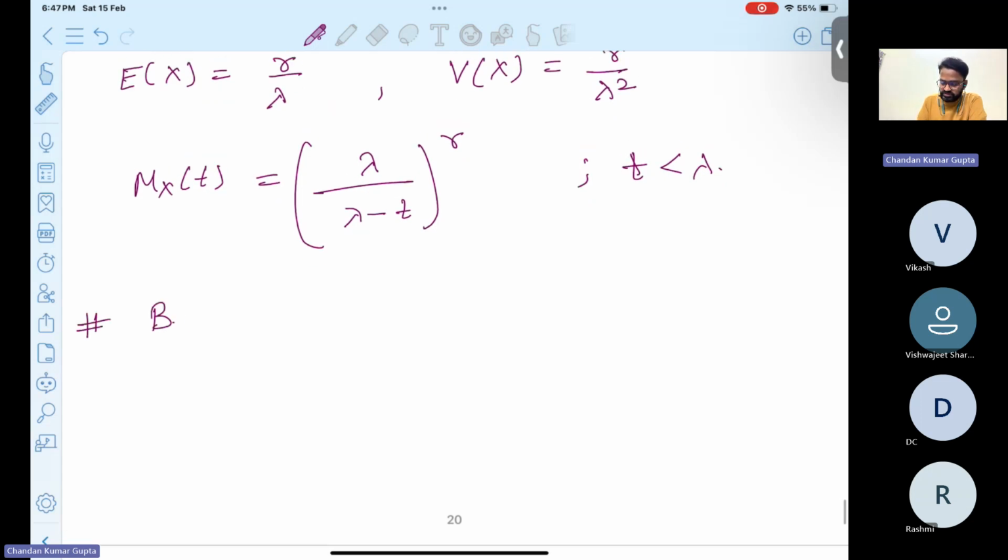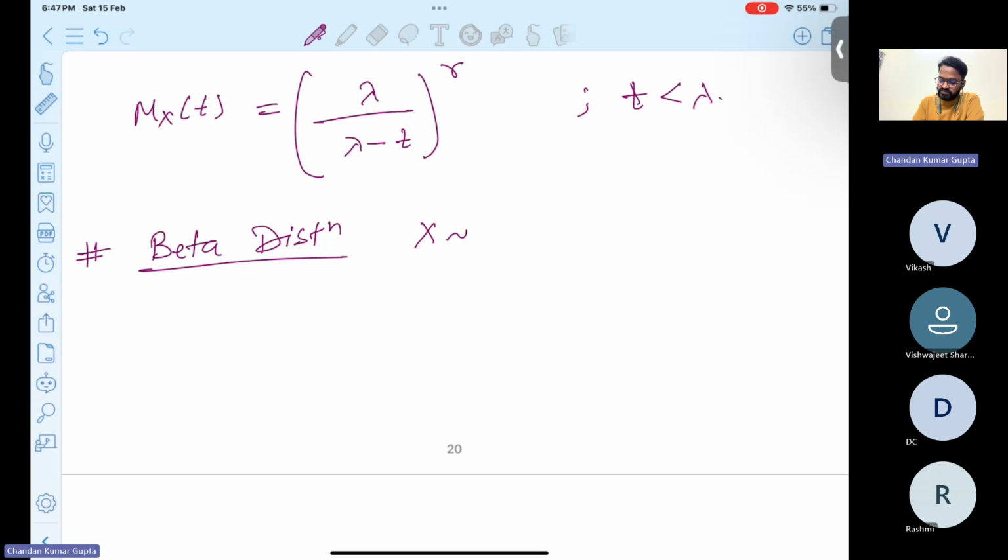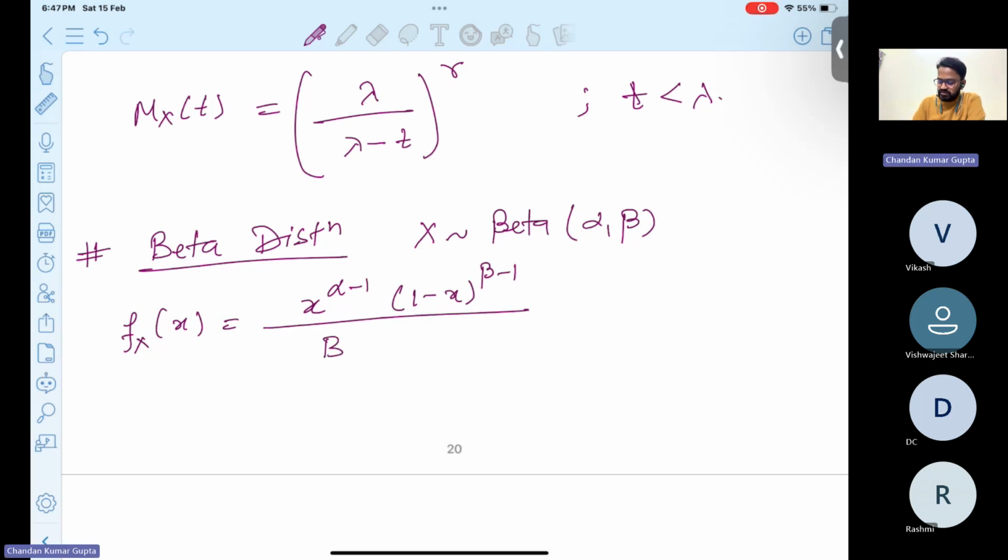Now the next distribution is the beta distribution. Suppose X follows beta, with two parameters, alpha and beta. The form of the PDF is x to the power alpha minus 1, times 1 minus x to the power beta minus 1, divided by the beta function of alpha, beta. Here alpha is greater than 0, beta is greater than 0, and x lies between 0 and 1. So this is called the beta distribution.